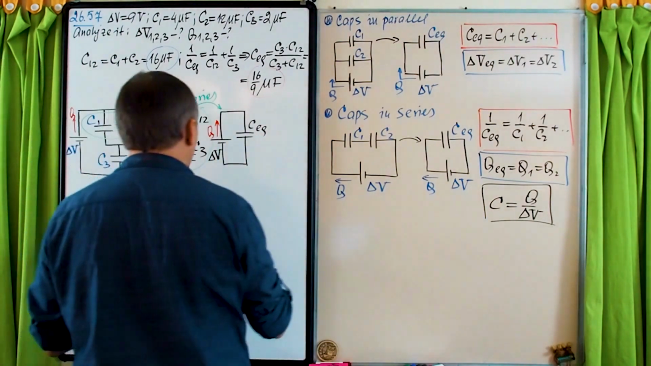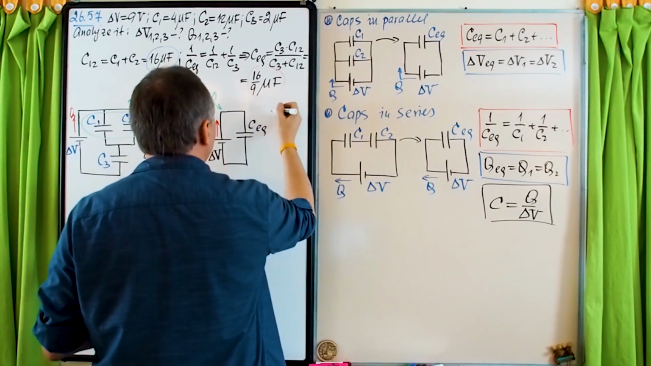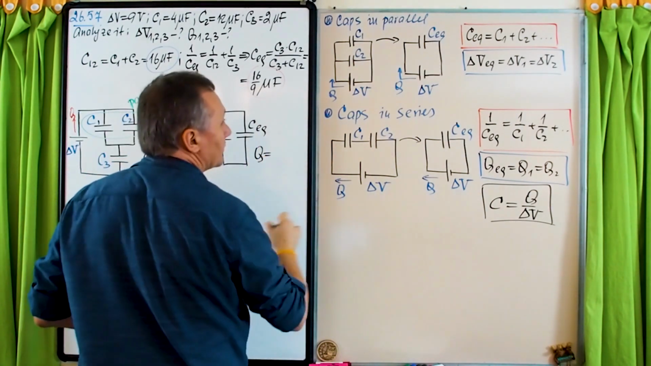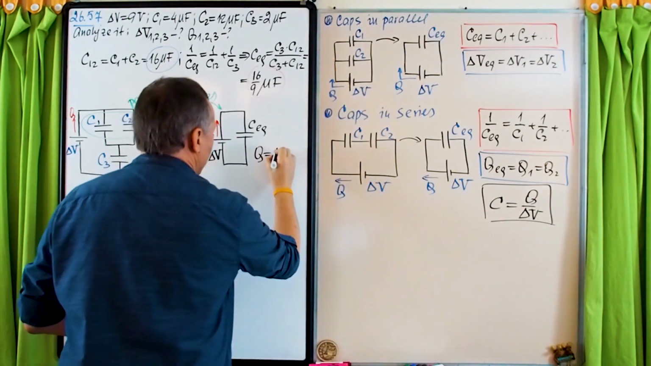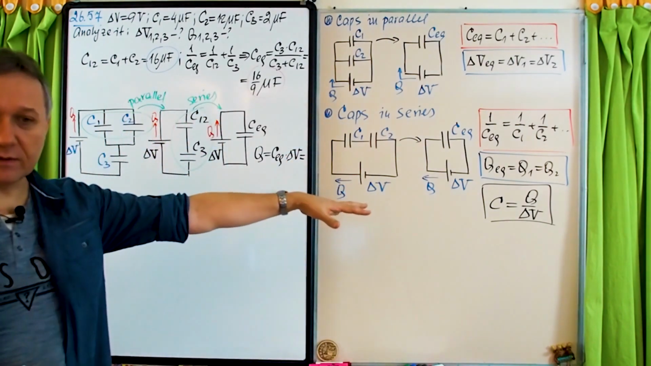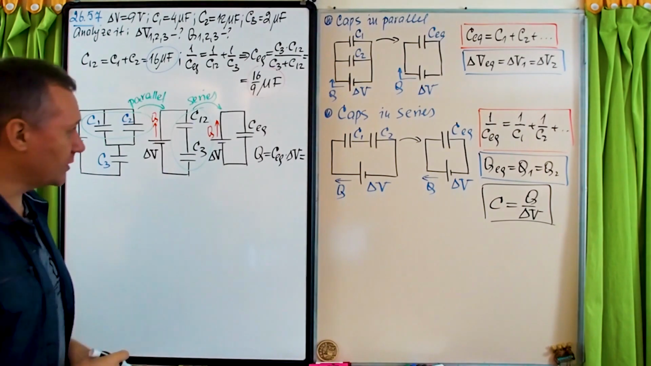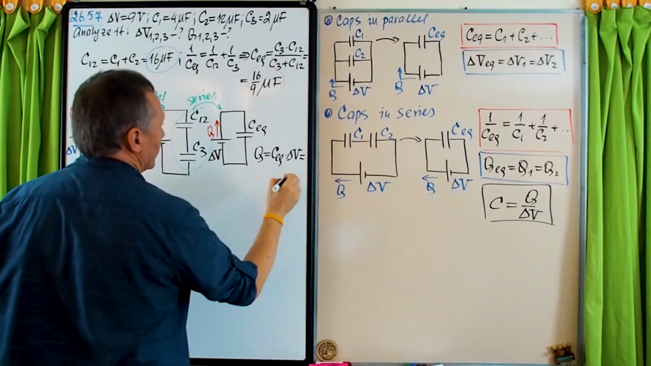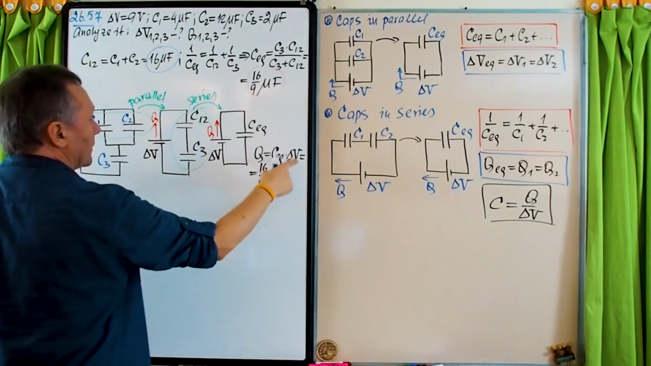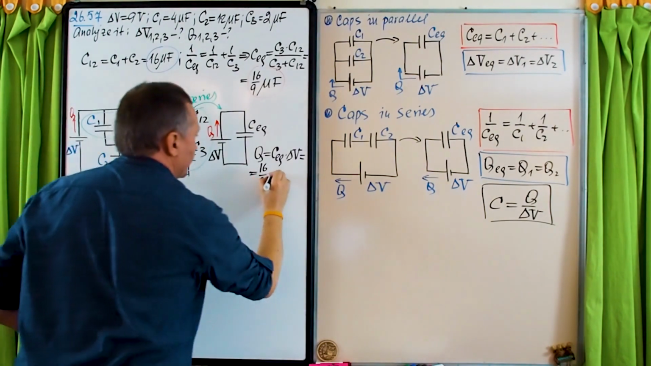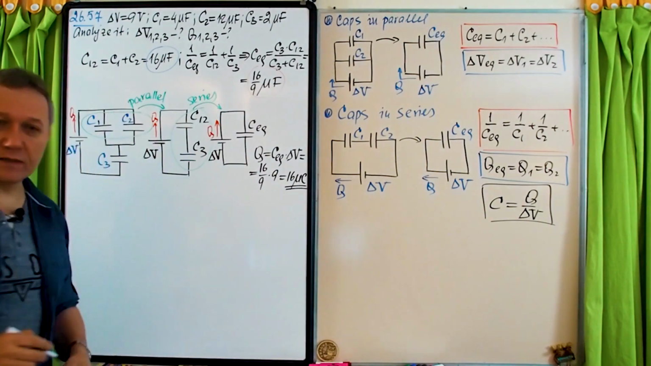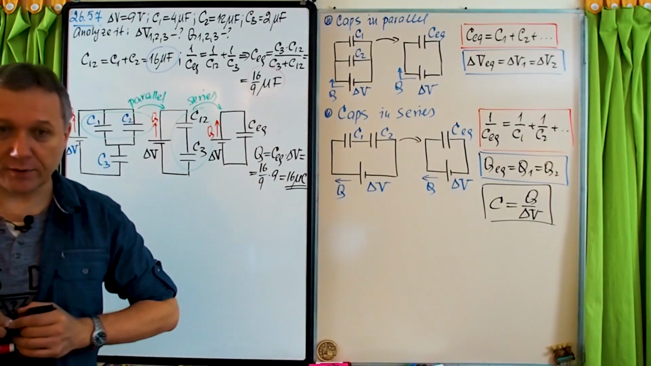Okay, so now let me find the charge. Let me write Q equals C times delta V. So it's C equivalent times delta V. That's why I needed that formula, because now I'll have to use it in a different way. So it will be C equivalent, 16 over 9, times delta V, 9 volts, and so it will be 16 microcoulombs. So that's the total amount of charge taken from the battery.